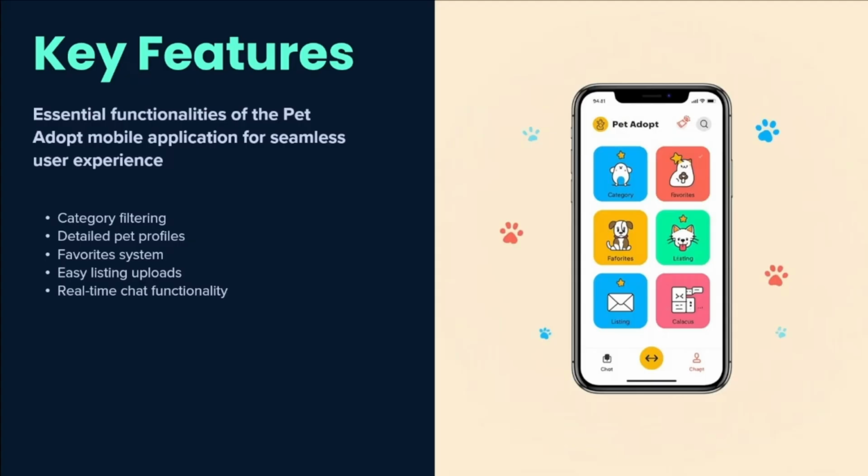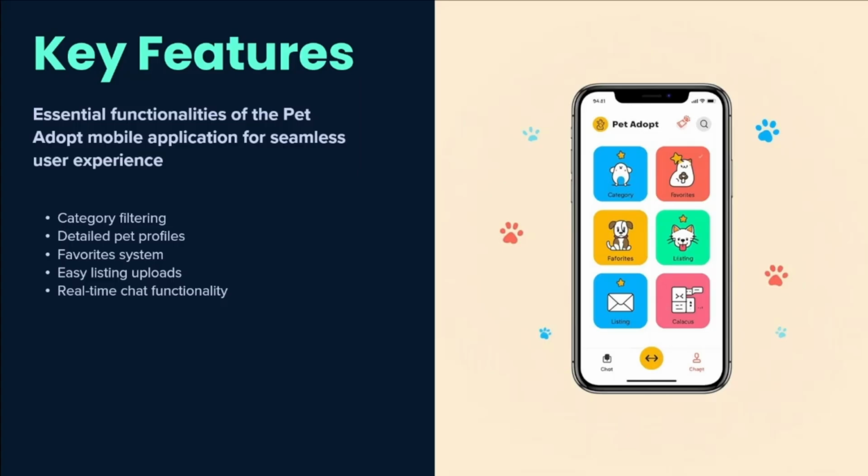Okay, now I will talk about the key features. So basically, there are five main key features, and this is because, as I said, I want to make the application so simple for the normal user. What you can do in this application is filter by category. There are four main categories: dogs, cats, birds, and fish.